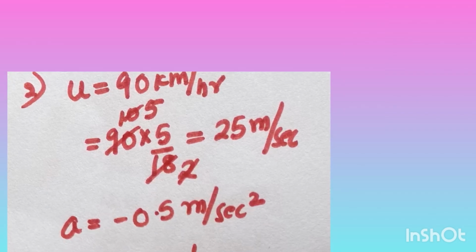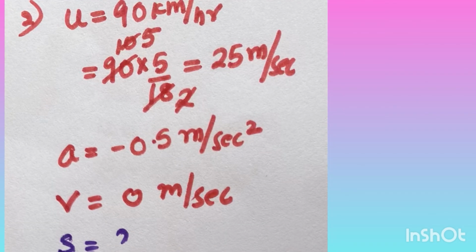Now initial velocity is given in kilometers per hour, so multiply 90 with 5 by 18 to convert that into meter per second. 18 and 90 will go, 18 you can cut it by 9, 9 2s are, then 9 10s are, then 2 1s are, 2 5 are 10. So 5 5s are 25 meter per second is initial velocity. Acceleration is given minus 0.5 meter per second square. Train is brought to rest. Final velocity is 0 meter per second. We need to find distance or displacement.